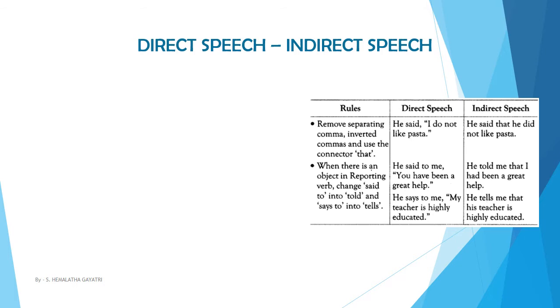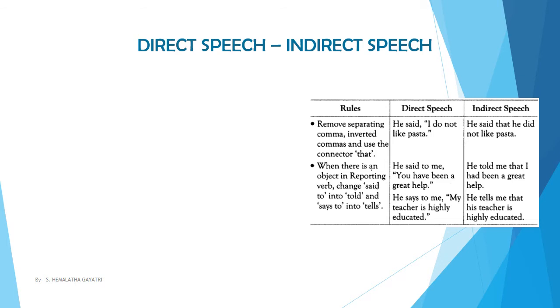He said, "I do not like pasta." So I removed the comma and inverted commas in indirect speech. He said that he did not like pasta. Do not will become did not. Why? Because we are changing the tense to past and we have added the connector that. Okay. Next rule.